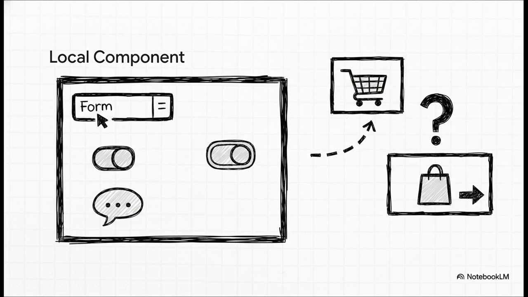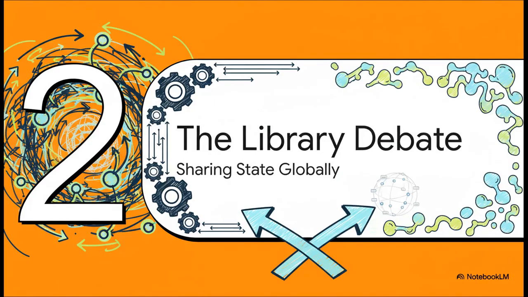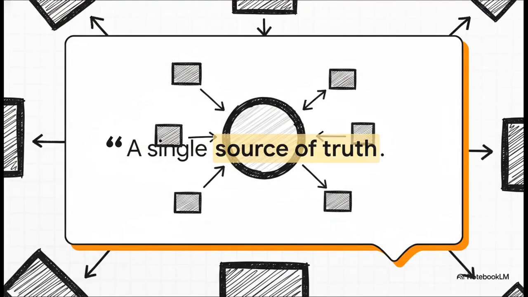But what happens when different parts of your app, like say a shopping cart and a checkout button, need to share the exact same information? Well, this need for shared global state led to a whole revolution of really powerful libraries, and they pretty much crystallized around two competing philosophies. The first philosophy, which was made famous by Redux, is all about one thing: predictability. The idea is that all of your application's shared data should live in one central, unchangeable place called a store.